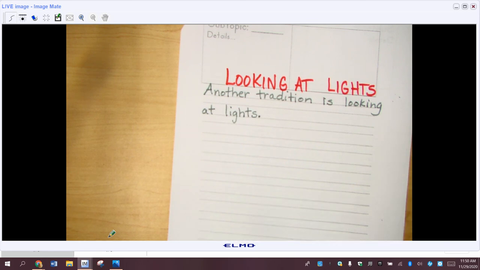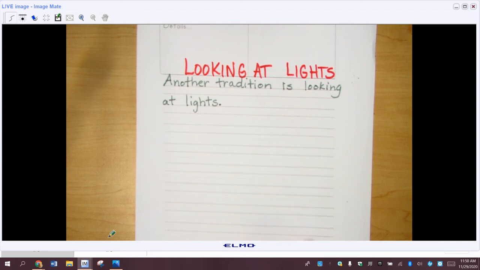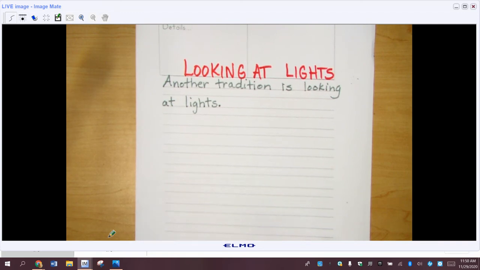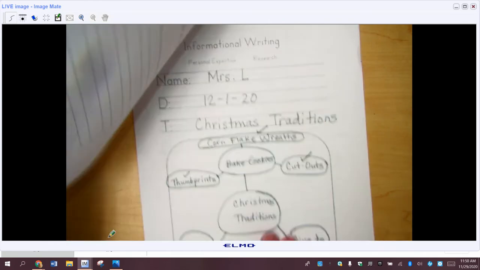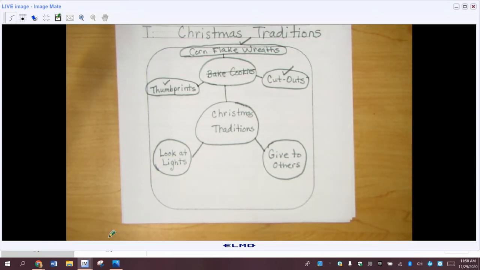And now that we know what this specific chapter is going to be about, now I'm going to go to my web and I'm going to add the details about looking at lights.